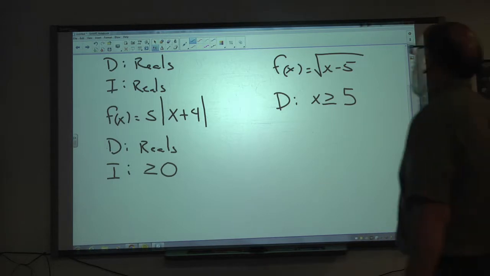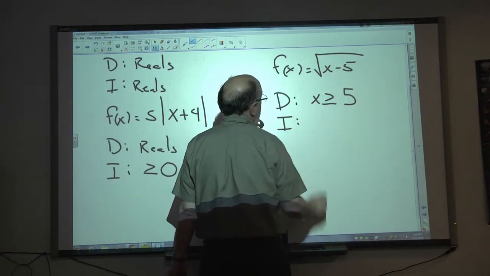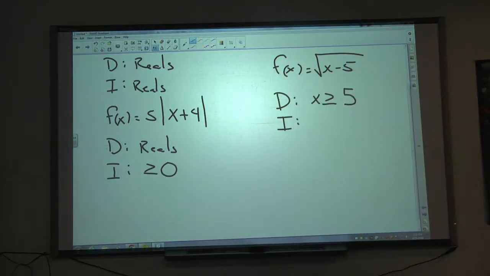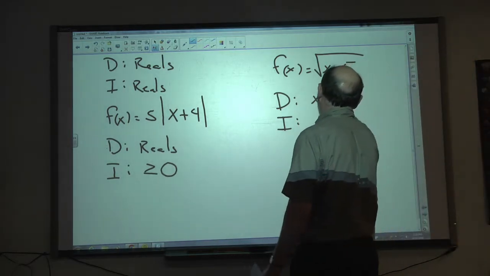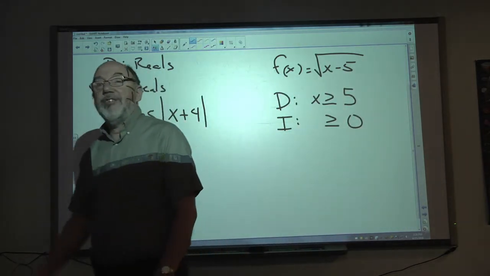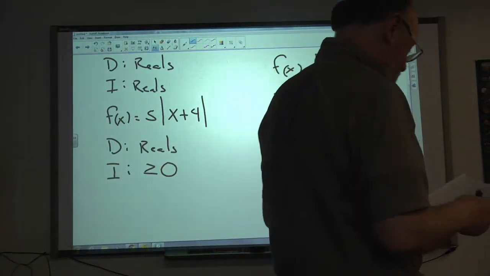And given that we're talking about the square root function, what answers come out? Positive numbers. Right. So this will be numbers that are greater than or equal to 0. And again, we're just looking at the top half of that curve, right?